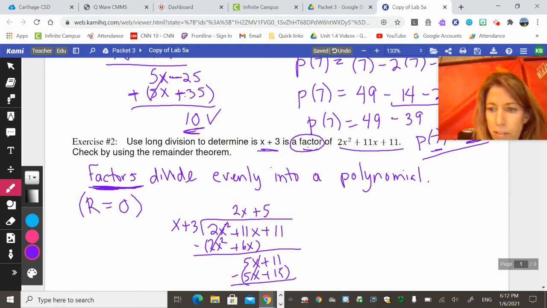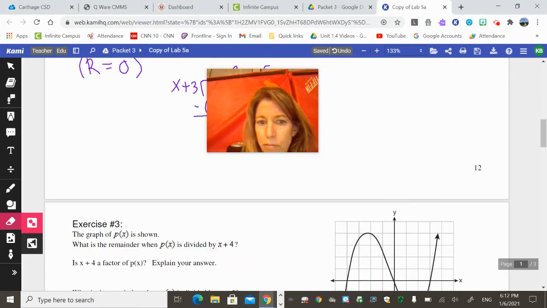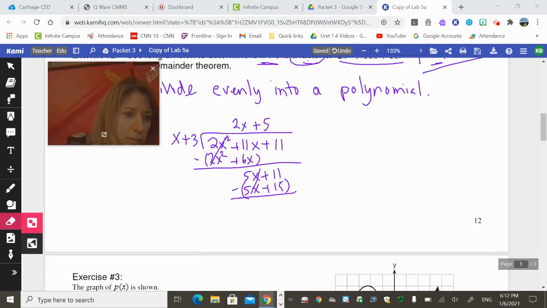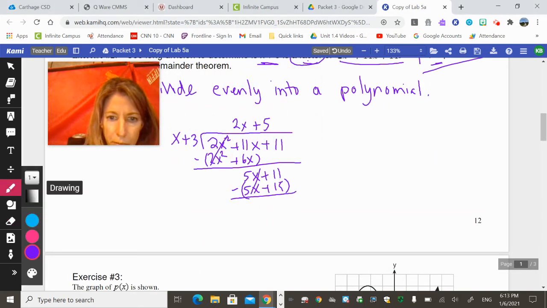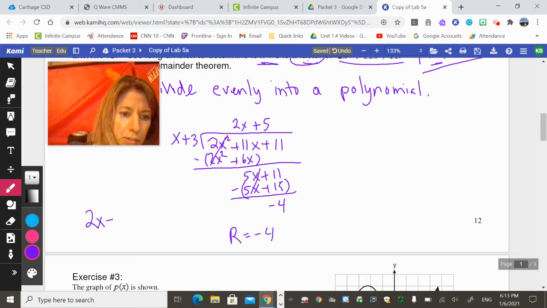And when I subtract, 11 minus 15 is negative 4. Oops. So 11 minus 15 is negative 4. All right, so this actually has a remainder of negative 4. If I wanted to write my solution, I'd write my quotient of 2x plus 5, and I could put minus 4 over x plus 3.